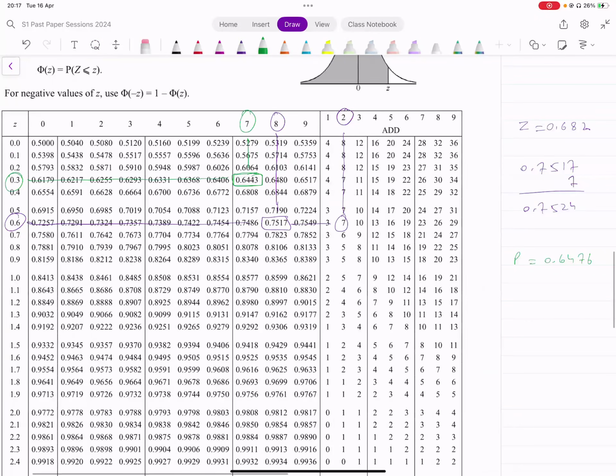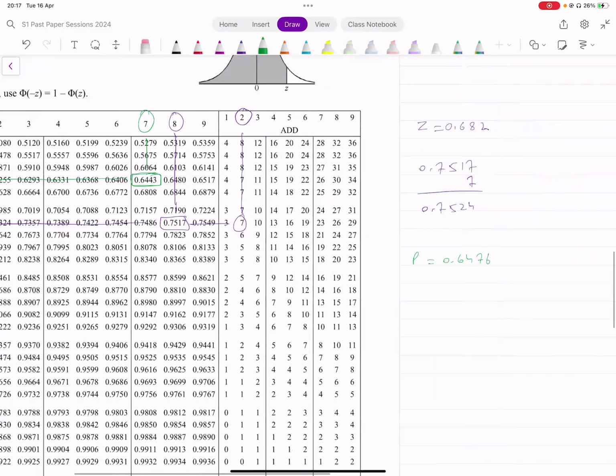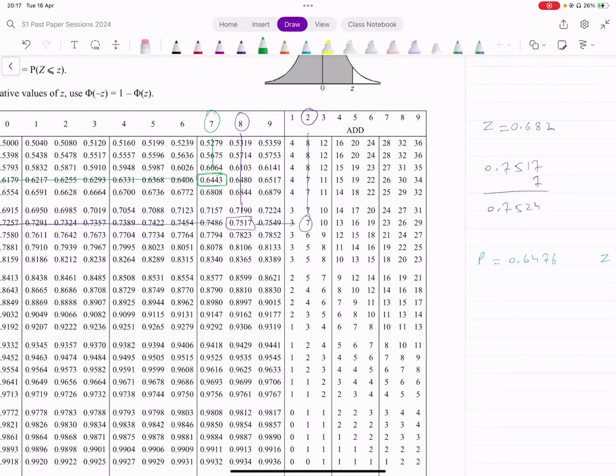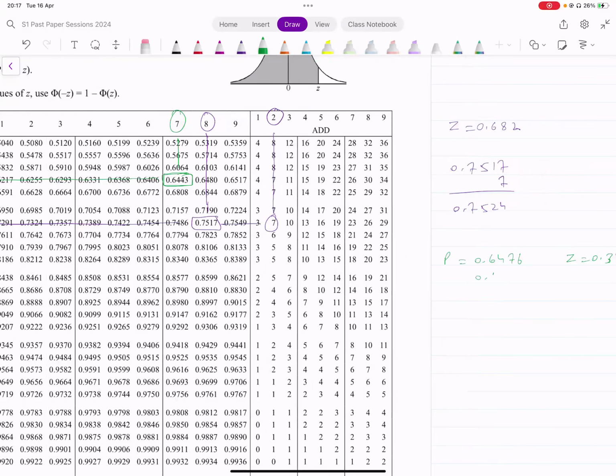0.37. Okay, so the Z value is supposed to be 0.37. Now, what about the third decimal place? Let's figure that out. So we have 0.6443 in the table. How much more do we need to add to that?